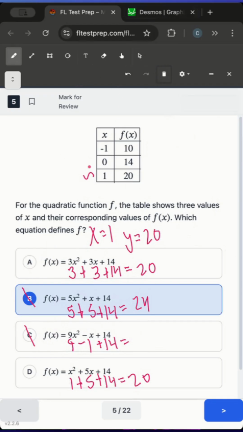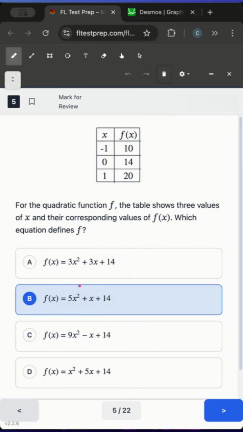So we're going to try our next number, -1. So let's plug in, we know B and C are wrong. So -1 squared is 1, so it'd be 3 minus 3, because 3 times -1 is -3, plus 14. That equals 14. And I know when I plug in -1, I want 10. So I know A is wrong and D is the correct answer.